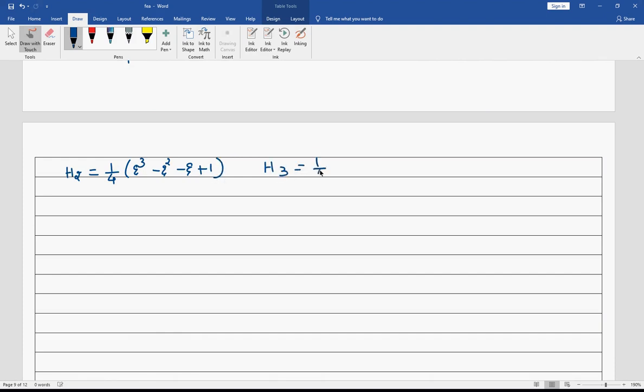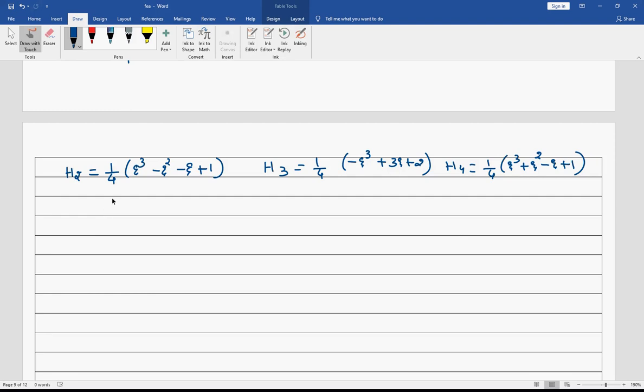And H3 equal to 1 by 4, there will be only sign change, xi cube plus 3 xi plus 2, and H4, again sign change, 1 by 4 xi cube plus xi square minus xi plus 1. So all these are the values available. So now this is available.